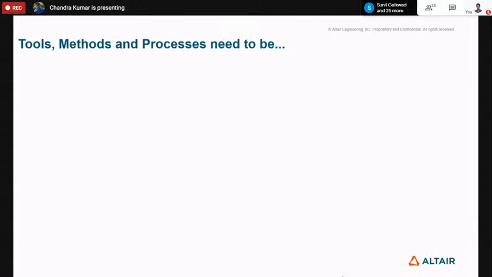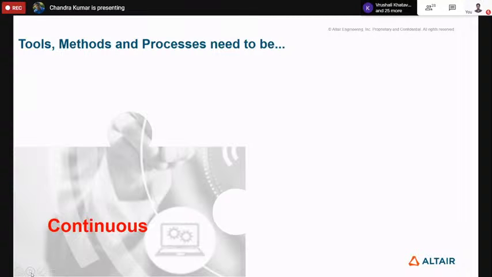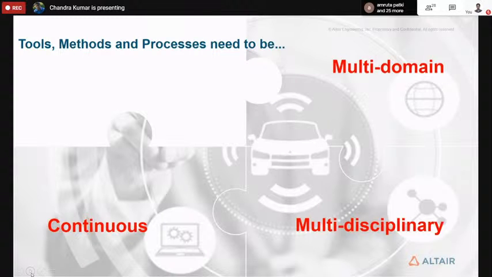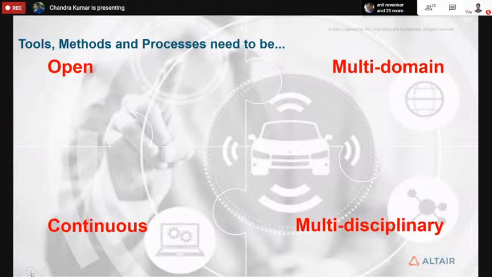So if you look into the tools, methods, and processes, they need to be continuous, multi-domain, multidisciplinary, and open to use. The reason I've put this is that today you can't say, okay, I'll only work on one particular subsystem like motors or a control system or inverter or a battery.